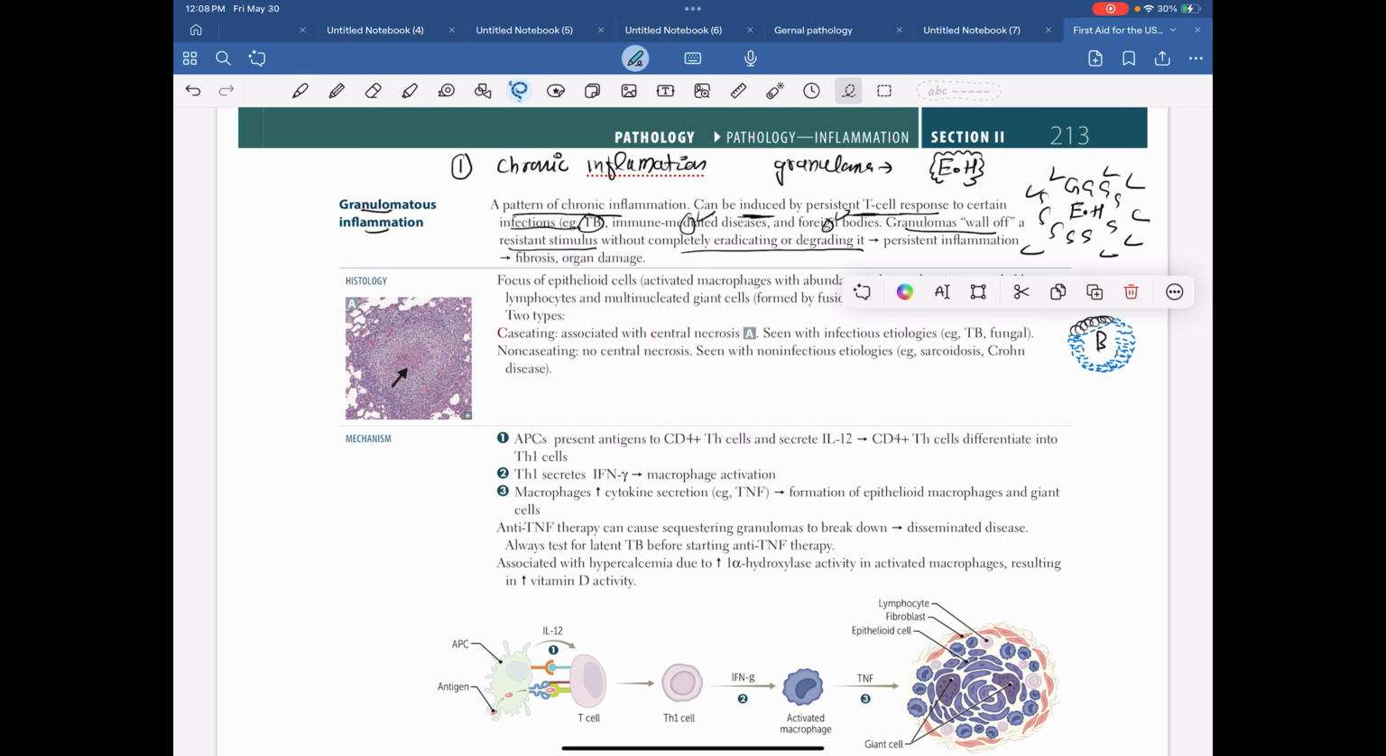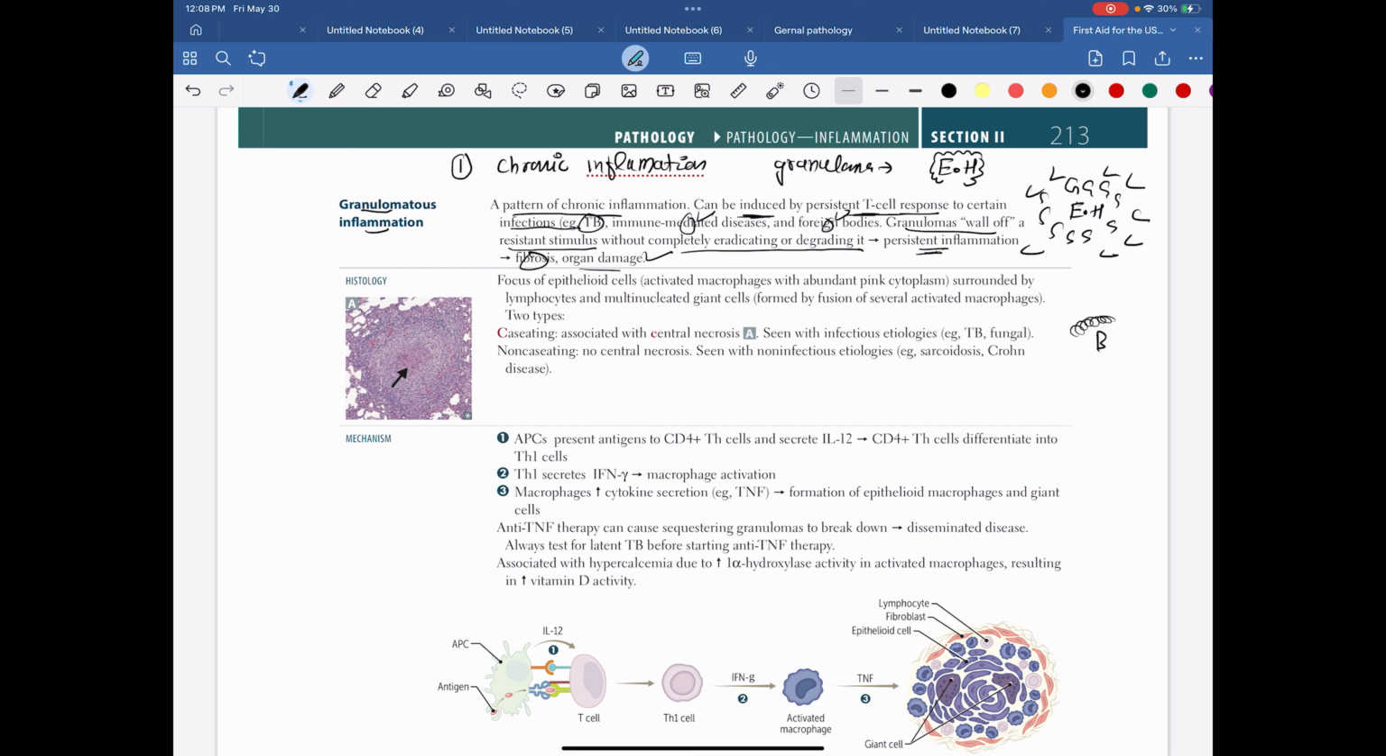Then persistent inflammation usually leads to the formation of granuloma, and if the inflammation is persistent, that will lead to fibrosis and organ damage. So here they only mention the important points. First of all, remember granuloma is a subtype of chronic inflammation. Then what is granuloma? Basically it is a composition of three things: epithelioid histiocyte, on the side of that we have giant cells, and on the side of that we have lymphocytes. So these are the three things which make the granuloma.